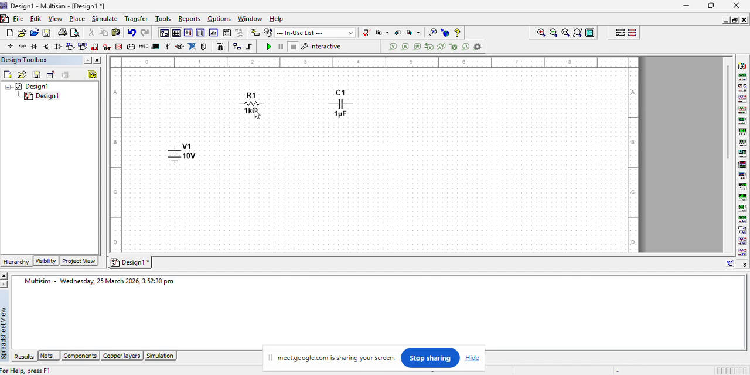So if we calculate their time constant tau, can anyone tell how much will be the time constant of this circuit? We also have to add a switch, an SPDT switch, to control the charging and discharging. This is 1 kilo, that is 1 into 10 to the power plus 3. 1 microfarad is 1 into 10 to the power minus 6. So tau, the time constant, the product of R and C, will be how much?